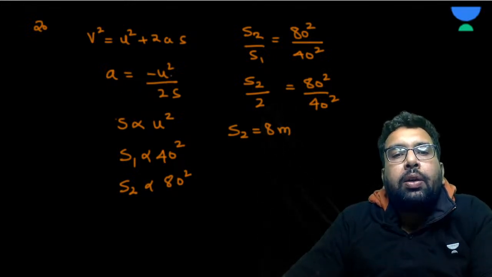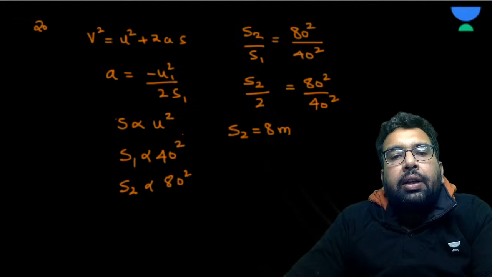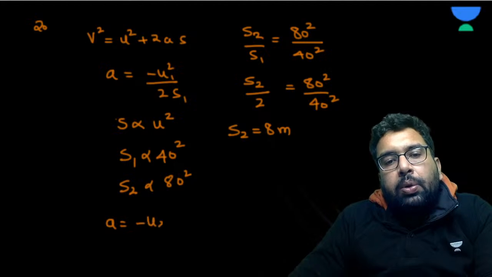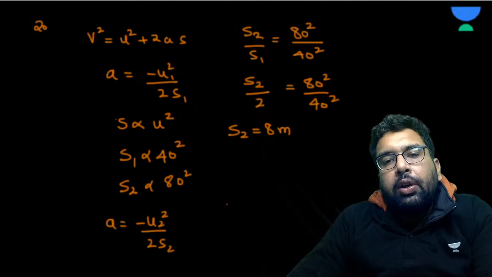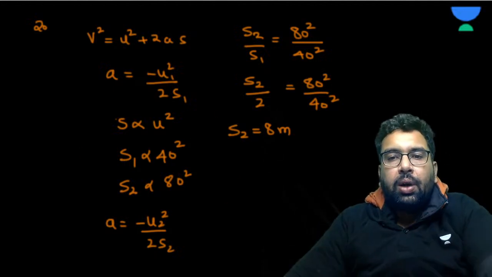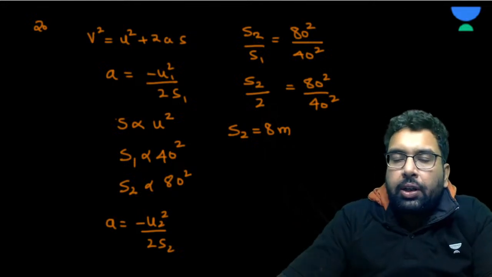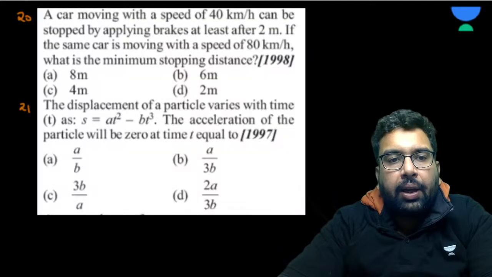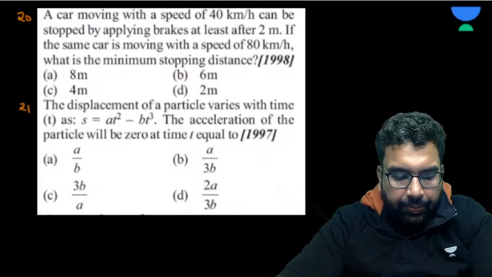So you will write here u1 and s1. Then for the acceleration, it will become minus u2 square by 2 times s2. So from here you will take the ratio and you will get the same thing. Otherwise, see, right away you can see that s is proportional to velocity square. So right away you can do this. Okay, now let's do question number 21.